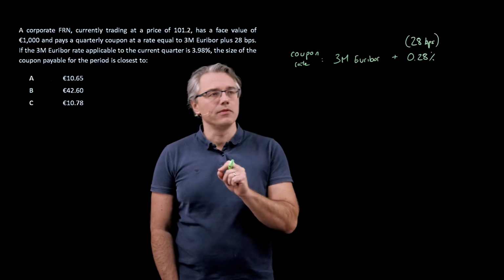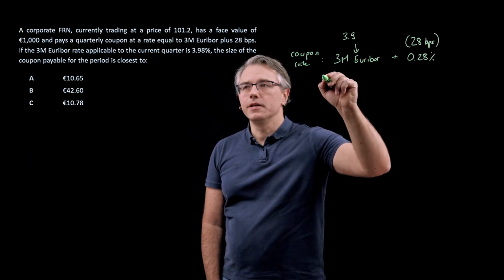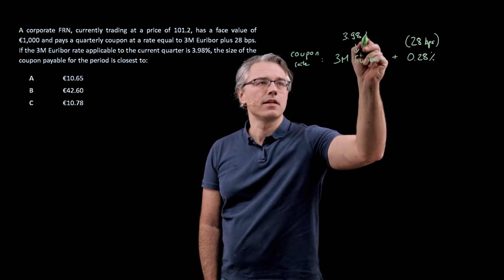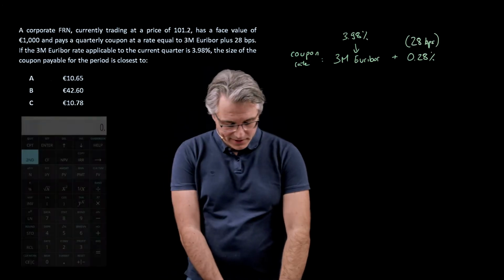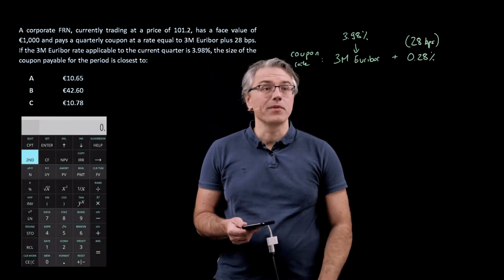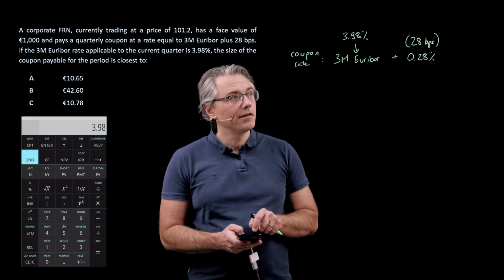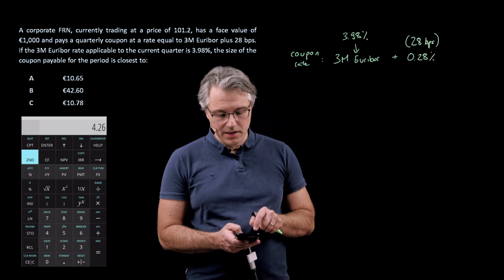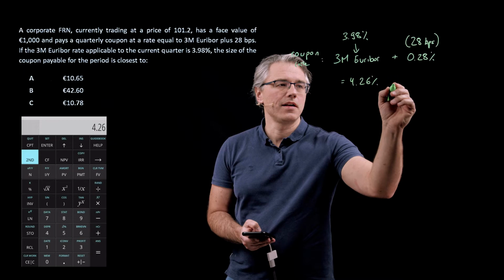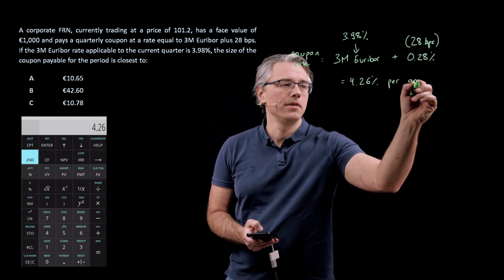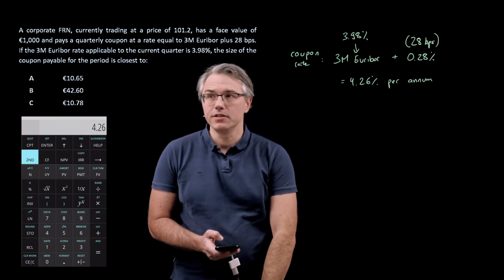100% is 1 basis point. Now, for this, we need to plug in 3.98%. Yes, that's it. So maybe now I'm going to use my calculator to avoid making a mistake. 3.98 plus 0.28, that's going to give a result of 4.26%. But this is once again per annum, and we need to turn this into a quarterly number, don't we?